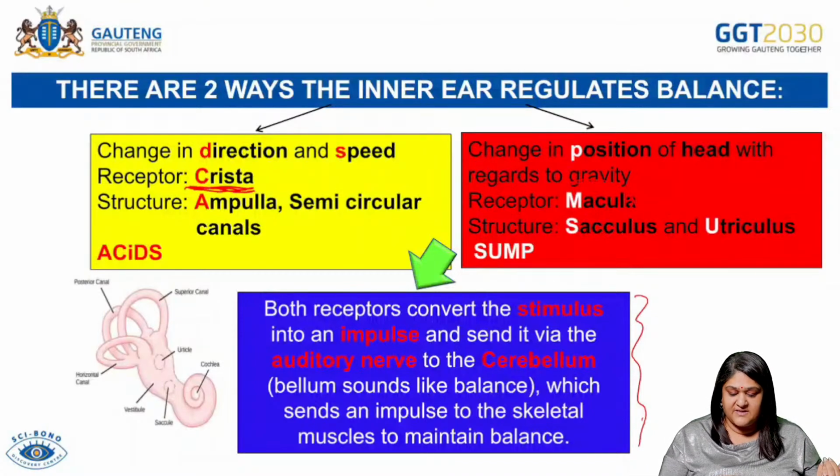Both receptors convert the stimulus into an impulse and send it via the auditory nerve to the cerebellum. That's very important. It is the cerebellum. The cerebellum is the one that is going to maintain balance, which sends an impulse to the skeletal muscles to maintain balance. Okay. So like I said, this is the part that may differ depending on the scenario they give you. If they don't give you a scenario and it's a straightforward question, you mention both, but this part will remain the same.